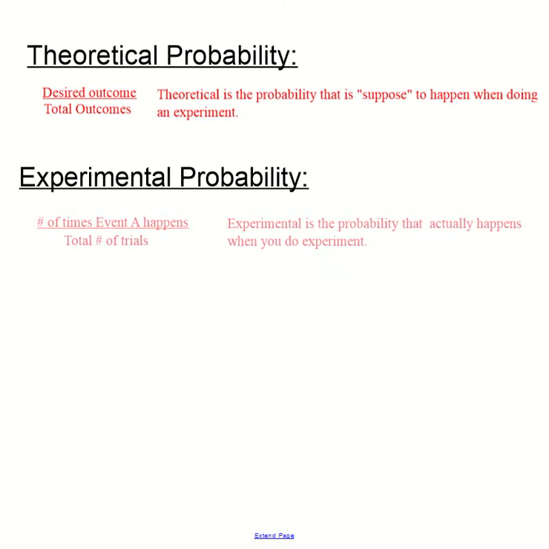Experimental probability is the number of times event A happens over the total number of trials. Experimental is the probability that actually happens when you do the experiment. So theoretical probability, you don't have to do anything. You just need to know all of the possible outcomes and all of the outcomes that are going to give you what you want. Experimental probability, you need to physically do the experiment. You need to roll the die. You need to flip the coin. You need to draw cards from the pile. Alright? That's experimental probability. And if you do an experiment enough times, you get very close to the theoretical probability.